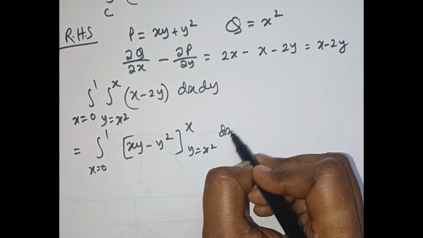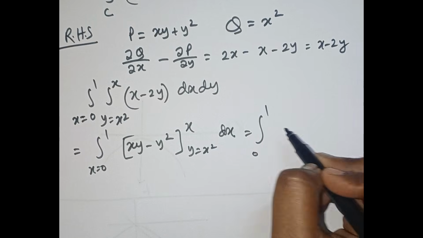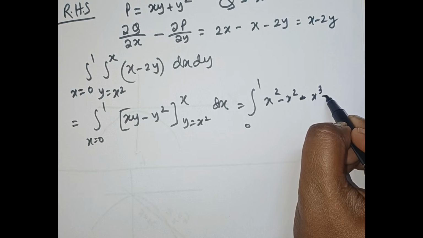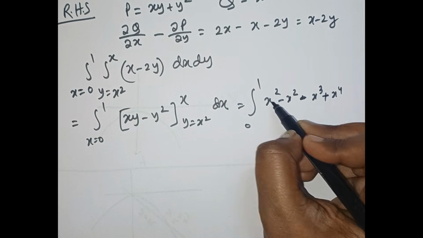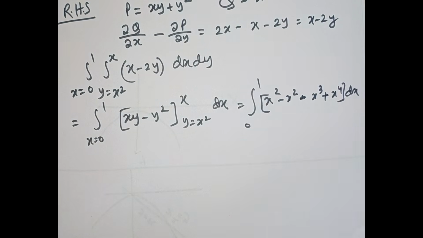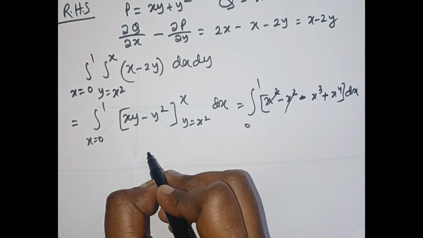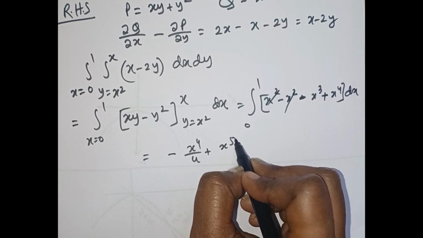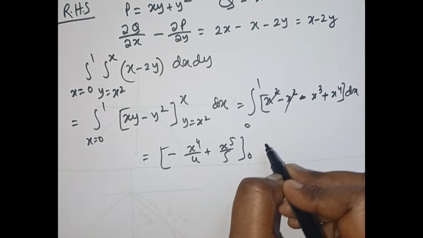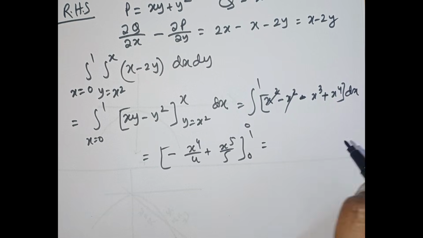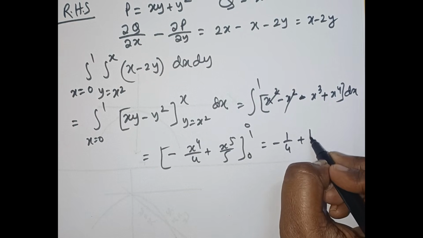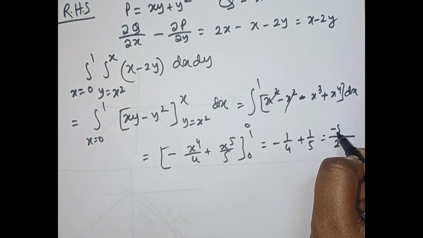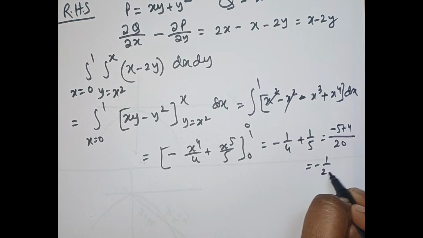And then if you solve, this will be the integration from 0 to 1. And if you put the limits for y equal to x and x square, then it will be x minus x square minus x cube plus x to the power 4 dx. x square and minus x square will cancel out. And then finally minus x to the power 4 by 4 plus x to the power 5 by 5. So this will be from 0 to 1, and if you put the values, then minus 1 by 4 plus 1 by 5. So this is minus 5 plus 4 over 20, equal to minus 1 by 20.